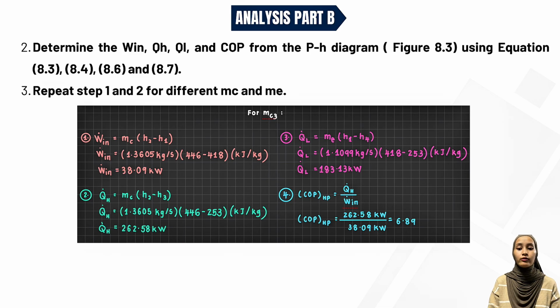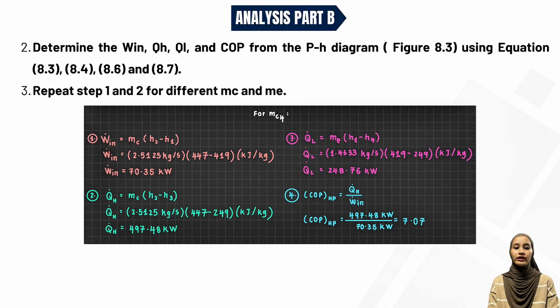For MC3, the W in dot is equal to 38.09 kilowatt, QH dot is equal to 262.58 kilowatt, QL dot is equal to 183.13 kilowatt, and COP is equal to 6.89. For MC4, the W in dot is equal to 70.35 kilowatt, QH dot is equal to 497.48 kilowatt, QL dot is equal to 248.76 kilowatt, and the COP is 7.07.